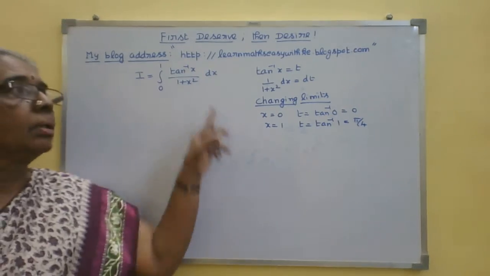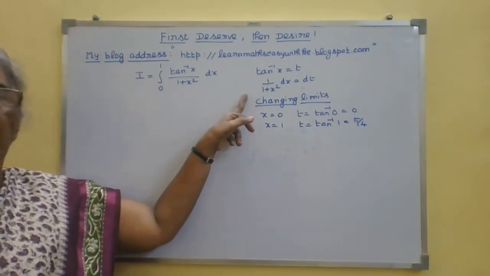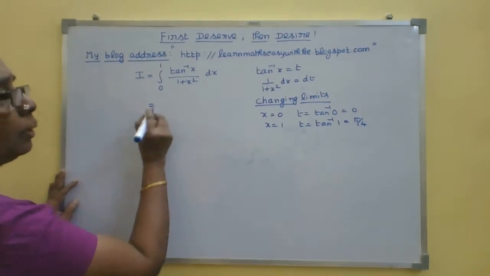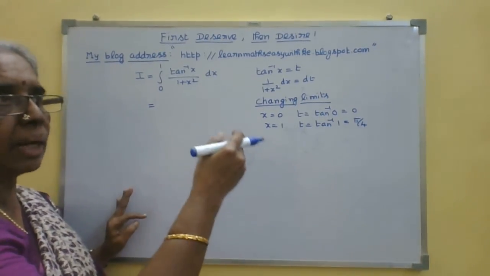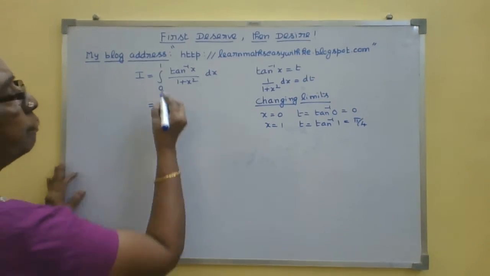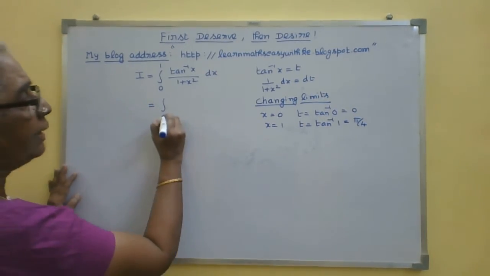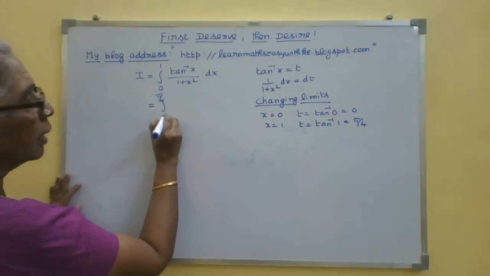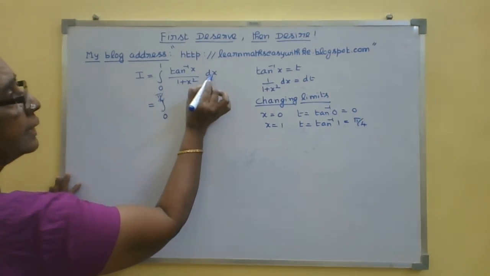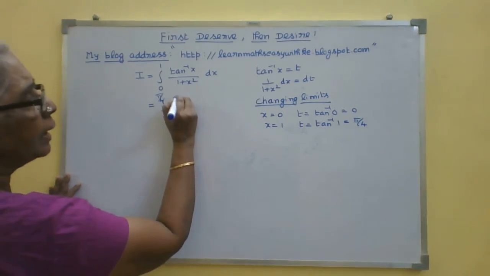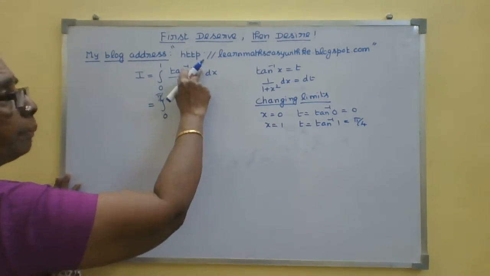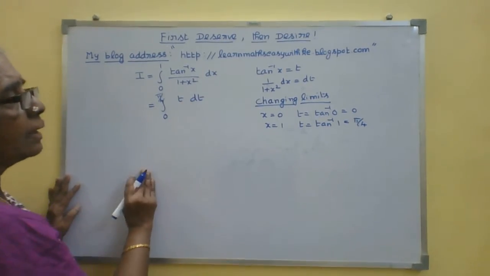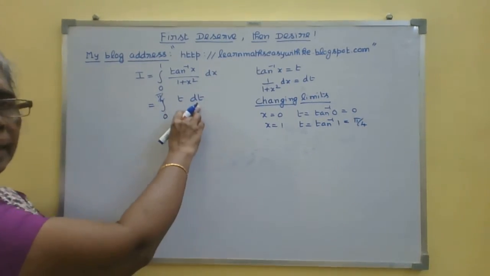Okay. So now substitute, differentiate, change the limits. Now our I will be equal to, now we are going to write the integration sum in terms of t and dt. So now the limits also I will write 0 to pi by 4, right? This is the limit with respect to t. Then this tan inverse x will become t. This 1 by 1 plus x squared dx will become dt. So within the integral you will get t dt.